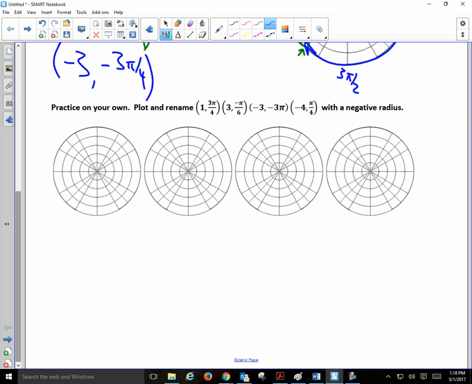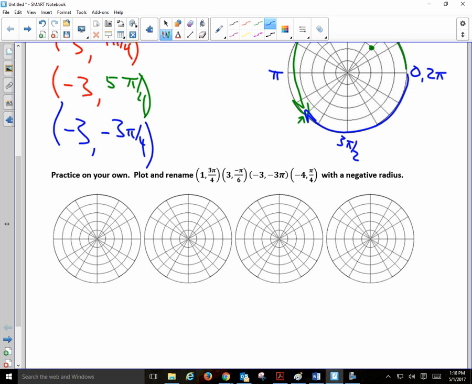So how about you try? Take this first one, second one, third, and fourth one, and plot them. And after you plot them, try to rename them so they have a negative radius. Instead of negative, we'll say opposite value for radius. So the first one, make it a negative, then a positive 3, then a positive 4. So plot them, and then see if you can rename them.